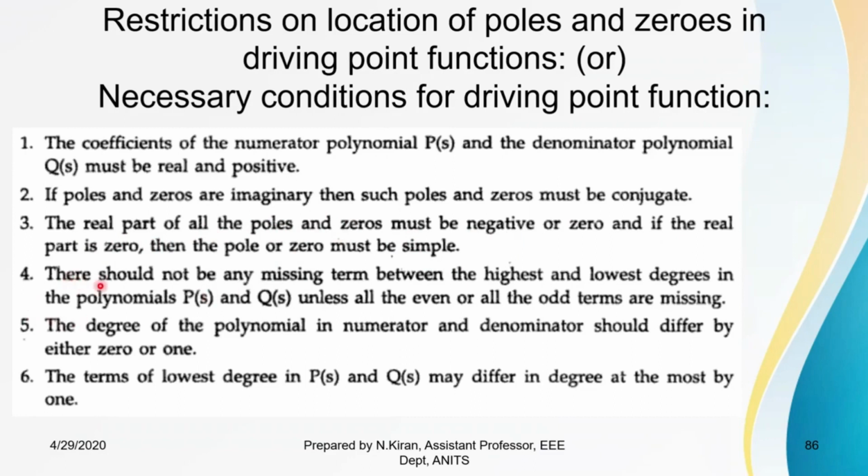Then the fourth condition is there should not be any missing terms both in numerator as well as denominator between highest order and lowest orders. So the fifth condition is the degree of both numerator and denominator must differ by either 0 or 1. And the last, sixth condition is the terms of lowest order in P of both numerator and denominator must differ at least by 1. So these are the 6 necessary conditions that should be met for defining a function to be a driving point function.